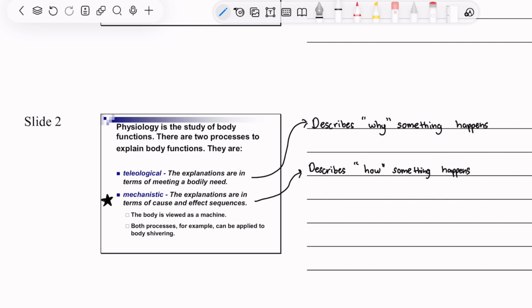So the big question is, why do we shiver when we are cold? In a teleological explanation, we shiver to generate heat and maintain our body temperature. This focuses on the purpose of maintaining our body temperature rather than the specific mechanisms that cause shivering. In a mechanistic explanation, shivering occurs when the hypothalamus detects a drop in body temperature. It then sends a signal to the muscles to contract rapidly, causing shivering, which generates heat. This focuses on the physiological process and cause and effect sequence that leads to shivering. So, in summary, teleological describes why something happens, and mechanistic describes how something happens, in which it explains the process itself.